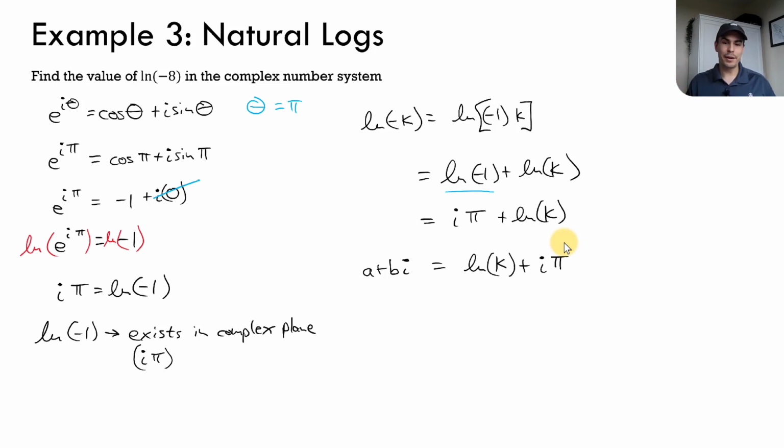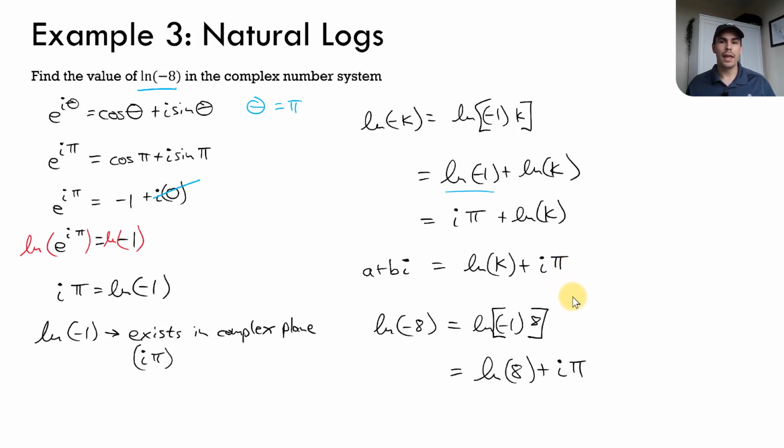So a lot of setup there for this problem, but it's pretty easy once we actually find the value of natural log of -8. So we're going to think about natural log of -8 as natural log of -1 times 8, so natural log of 8 plus i pi, and you can plug this straight into your calculator, and that gives you an estimation of 2.08 plus i pi.